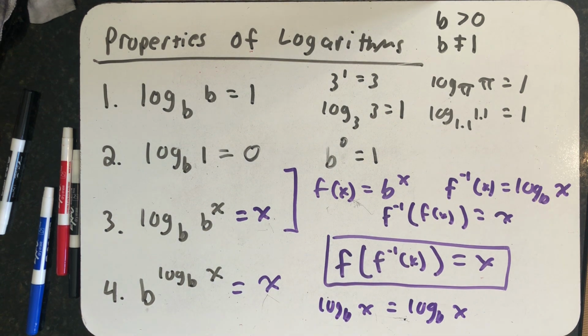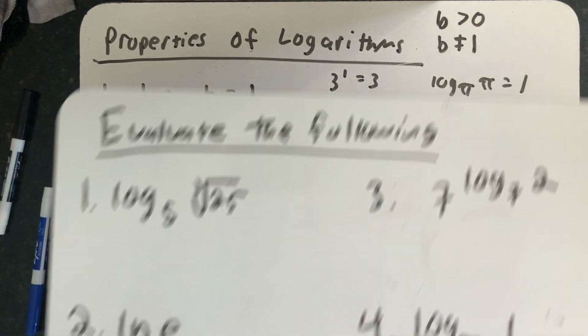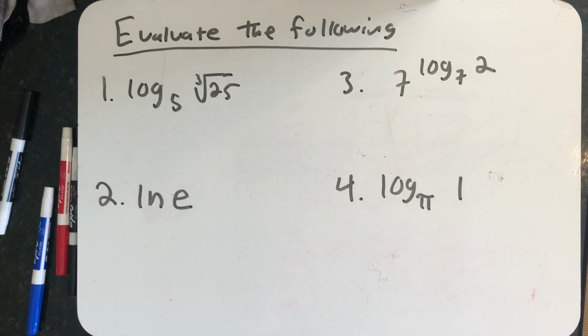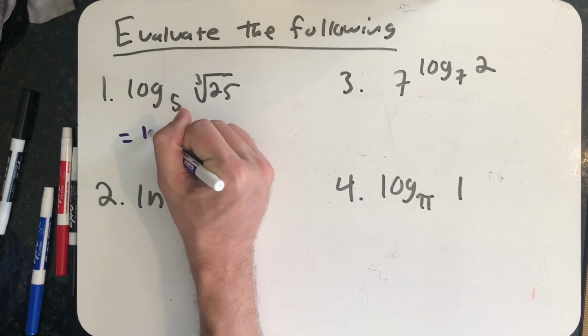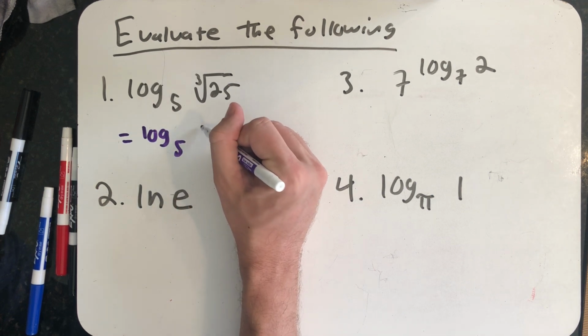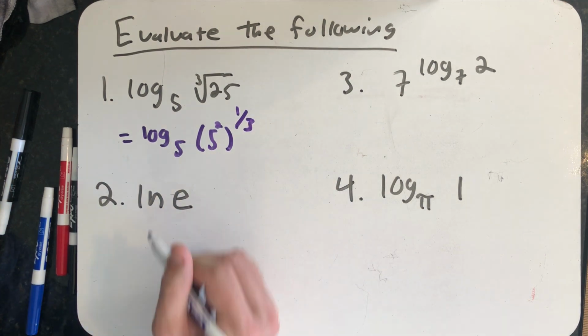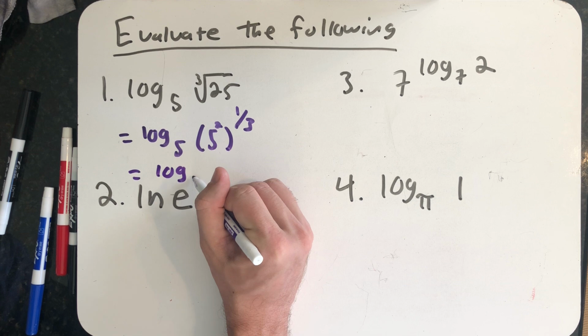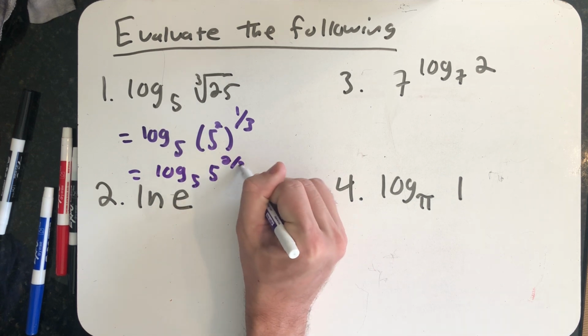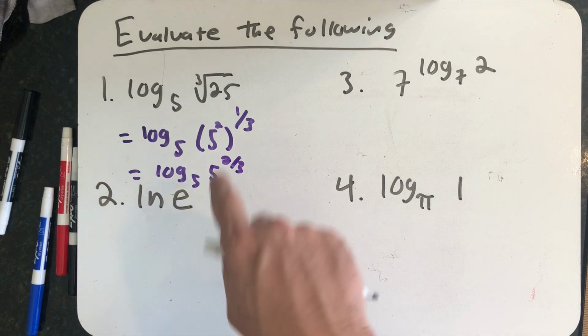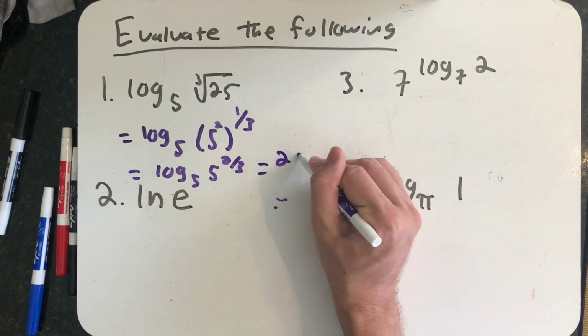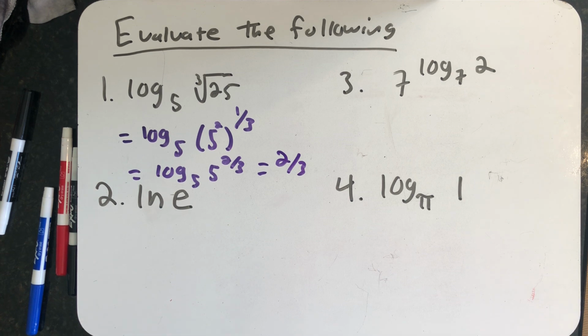So I want to do 4 examples where we use these 4 properties. So I'm asked to evaluate the following, and I always take that to mean exactly. We're not going to use a calculator. So here I have the log base 5 of, well, let's see, 25 is 5 squared. Cube root is a 1/3 power. So this is really the log base 5 of 5 to the 2/3. Well, the log base 5 of 5 raised to the x power has to be that power, so we just get out 2/3.